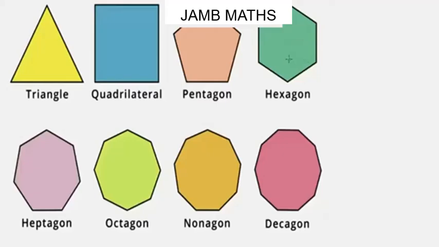This is the hexagon, a six-sided polygon. The sides and angles are the same. We have the heptagon, a seven-sided polygon. We have the octagon, an eight-sided polygon. We have the nonagon, a nine-sided polygon. We have the decagon, a 10-sided polygon.